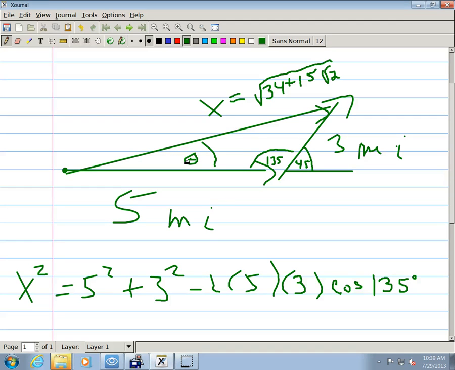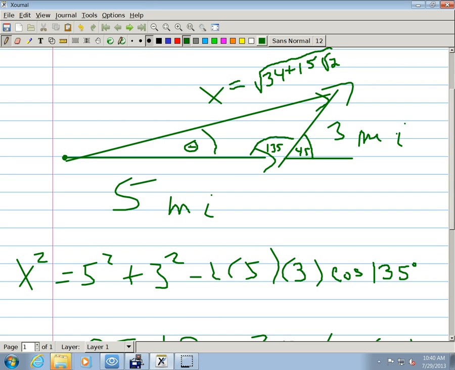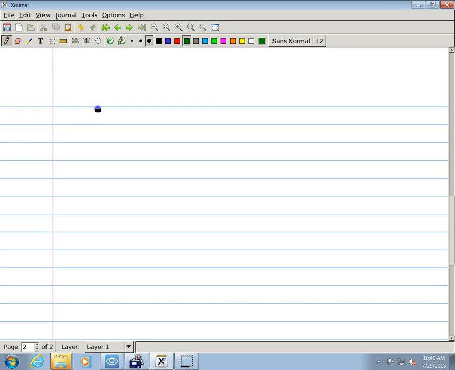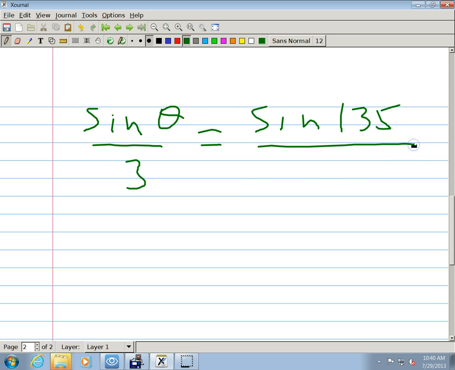So the sine of theta is to 2. Remember, we have to do an angle side pair, right? So the sine of theta is to 3 as the sine of what other angle do we have? 135 is to this crazy value for x, right? All right, let's write that. Let's do it on the next page. So the sine of theta, the direction of the net displacement, is to 3 as the sine of 135 is to x, which was rad 34 plus 15 rad 2.